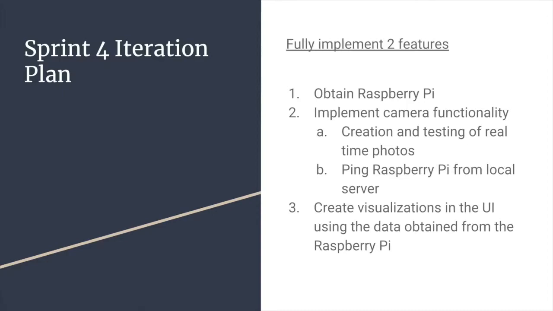First, we had to obtain our Raspberry Pi in order to implement these two features. Then we had to implement the camera functionality. This meant creating and testing the code for real-time photos to be taken, then pinging the Raspberry Pi from our local server so that we could gather the image information, send it up to the Microsoft API, and get back the number of faces that were contained in the photo. And then with the data, we wanted to create visualizations in the UI using that data that we obtained from the Raspberry Pi by making a call to our backend.